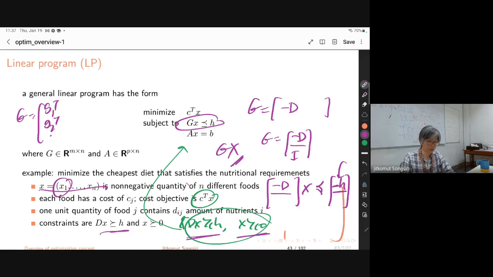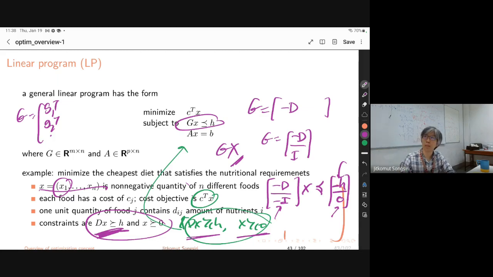Minus H, right? From here, minus H, minus I, 0. This may be a constraint from your problem description when you formulate the problem. Now, it should be a very simple process to put your problem back into standard form.